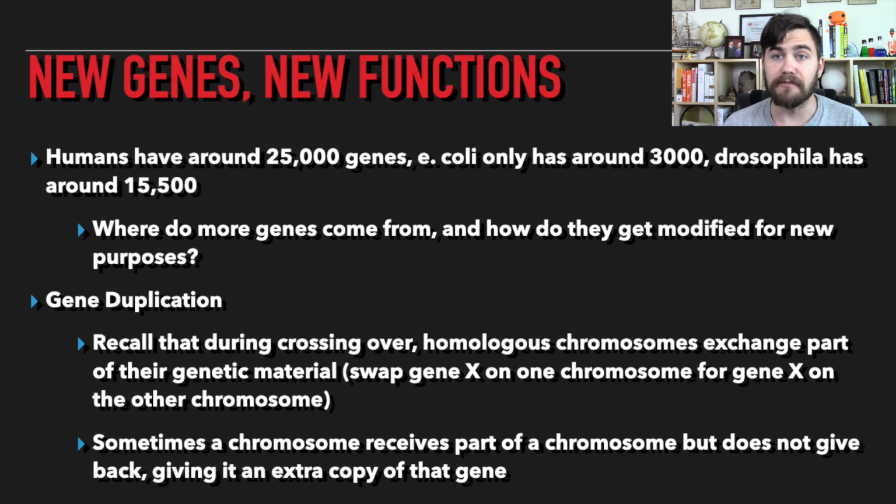So if you remember from crossing over, homologous chromosomes, in your body chromosomes that you got from each parent that have the same genes, well, they exchange part of their genetic material. So gene X on one chromosome swaps for the same gene on the other homologous chromosome. But sometimes a chromosome receives part of the other chromosome, but it doesn't give back. So it has an extra copy of that gene.